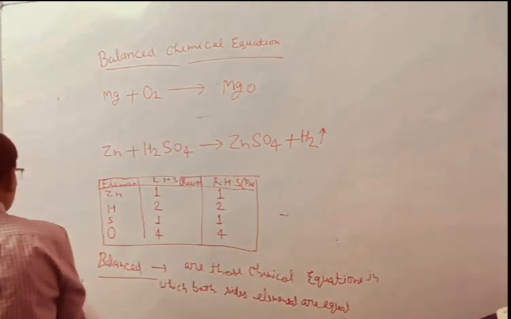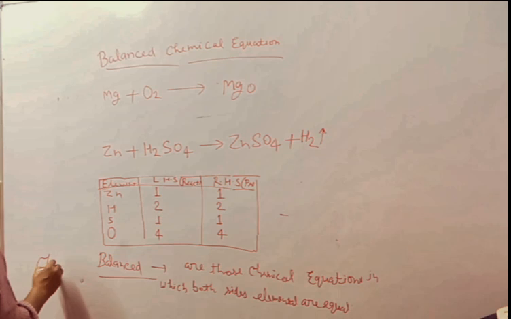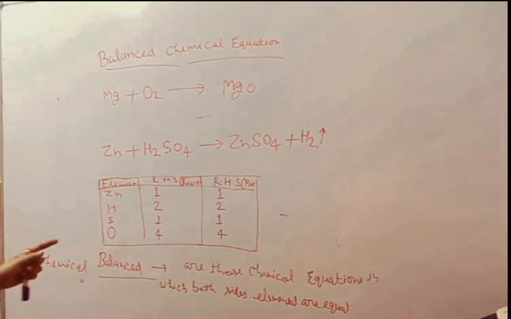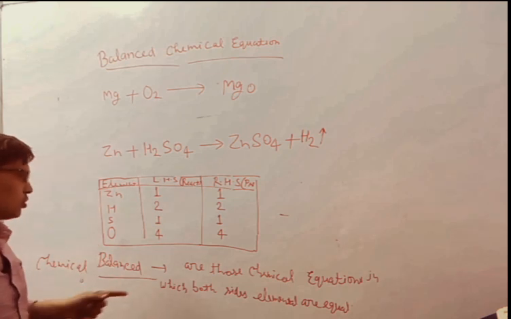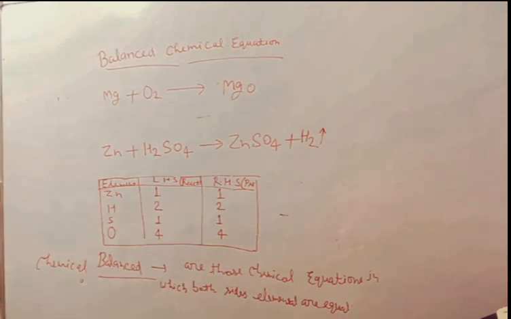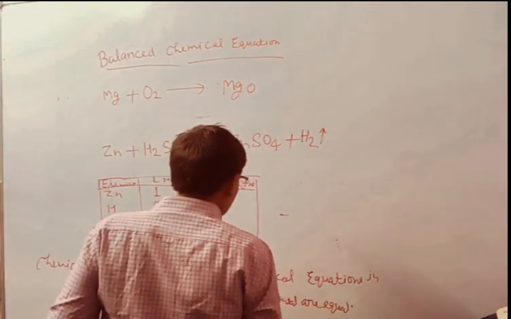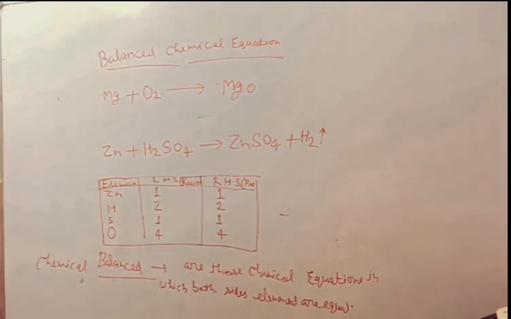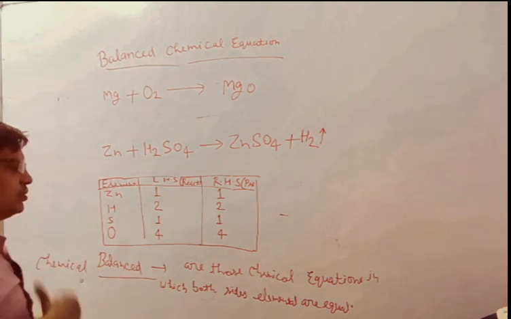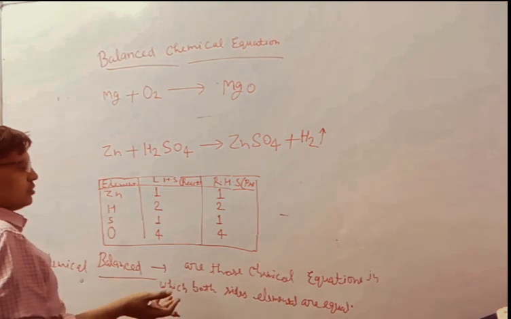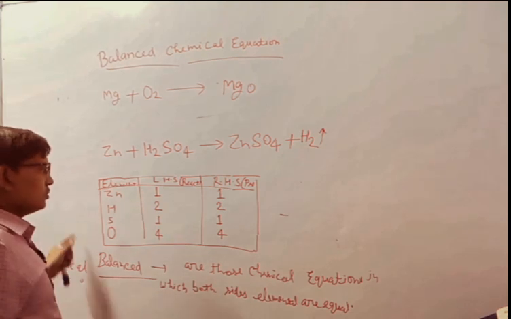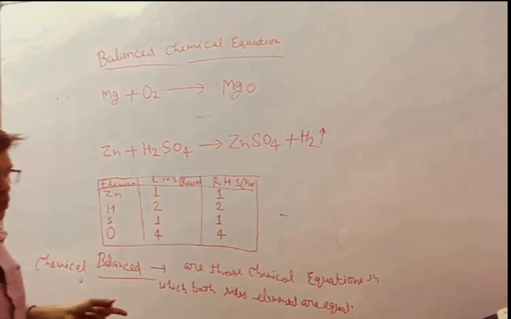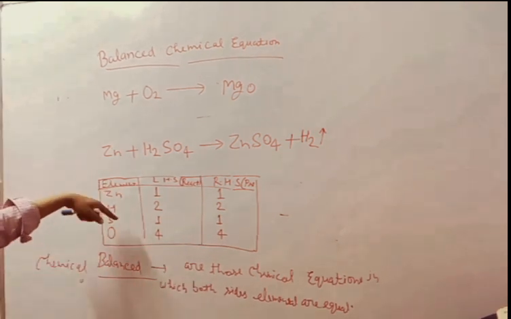We will say that balanced chemical equations are those chemical equations in which both sides' elements are equal. Both sides means that the number of elements and the mass of the elements on the reactant side is equal to the number of elements and the mass on the right hand side, the product side. Then it will be a balanced equation. Here this equation is already balanced.